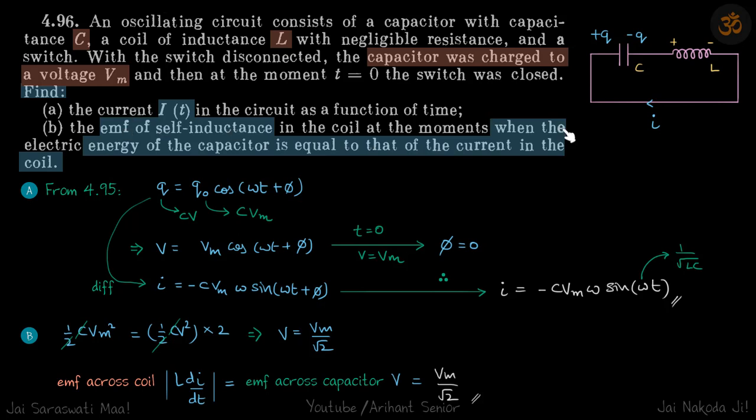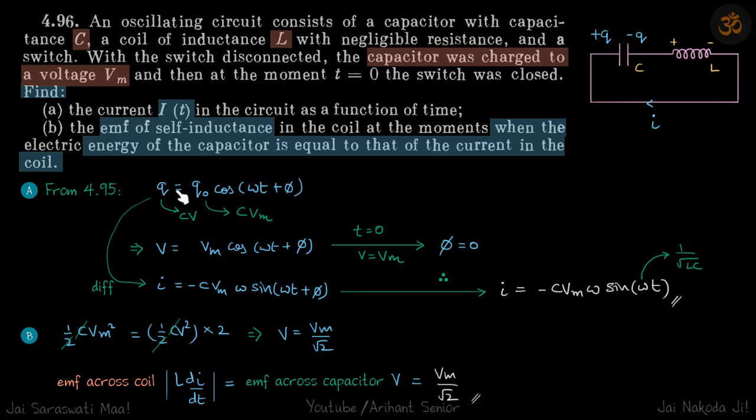So previously, in the previous problem 4.95, we have seen that when you connect the capacitor and inductor, the current performs LC oscillations. And the equation is given by Q = Q0 cos(ωt + φ).